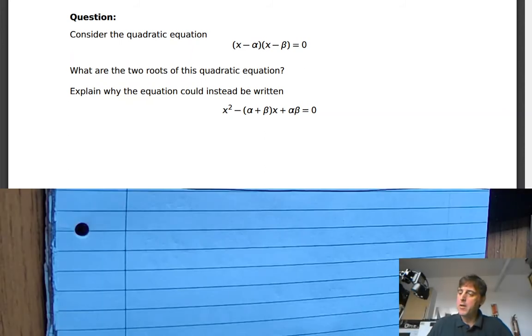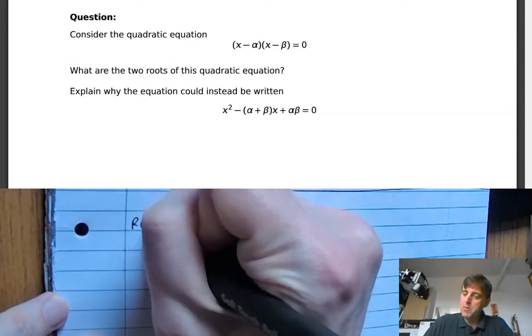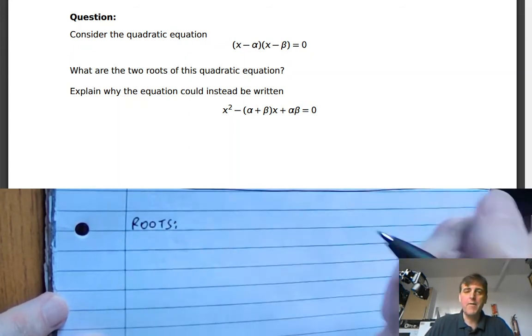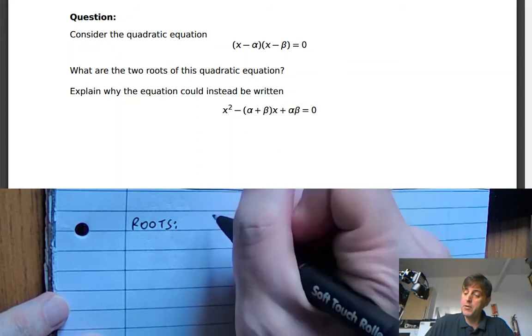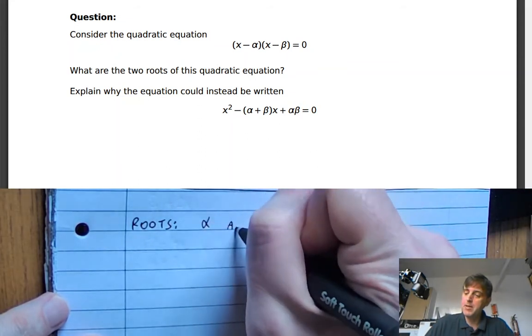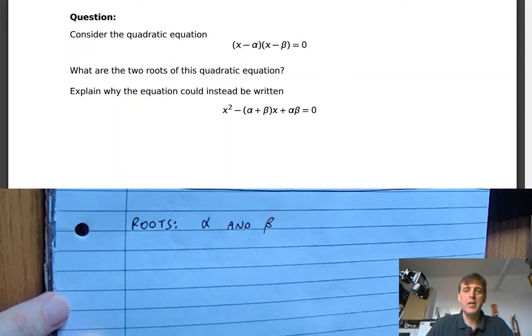Okay, so how did you get on with this? Now, I'm hoping, because I wrote it in that factorised form, that you could just say what the roots of the equation are straight away. The roots are these numbers alpha and beta here. If you substitute x equals alpha or x equals beta into the equation, you end up with a solution. So those are our two roots.